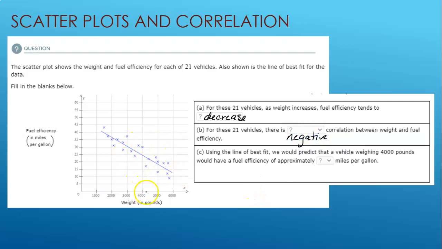And then when you made your prediction, it says, using the line of best fit, we would predict that a vehicle weighing 4,000 pounds, so we're going to follow up to the line from 4,000. That's about right there. And again, that's not perfect, but if we follow that over, a vehicle weighing about 4,000 pounds should have a fuel efficiency of approximately 25 miles per gallon.